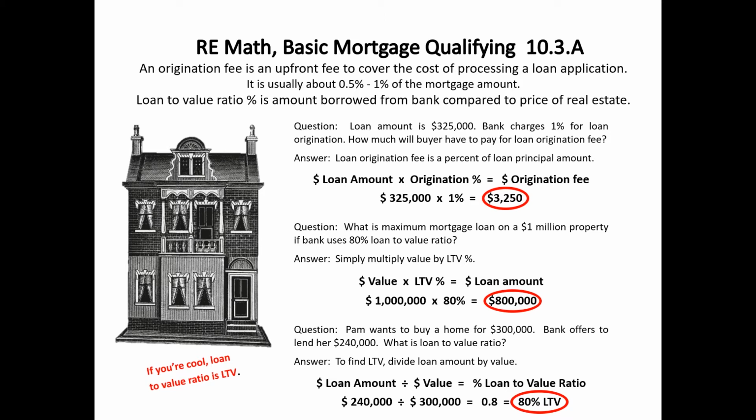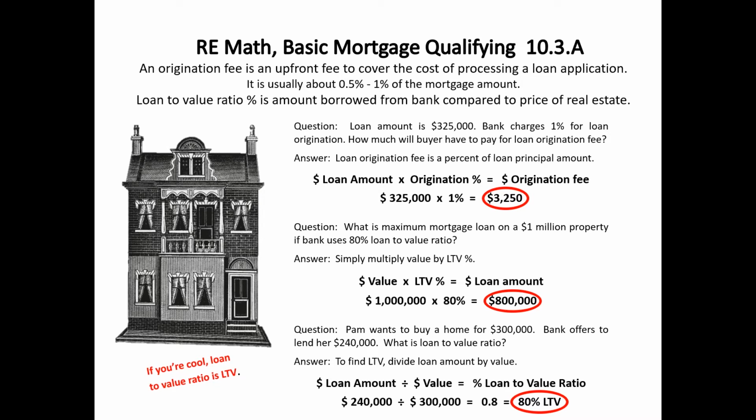First question. Loan amount is $325,000. Bank charges 1% for loan origination. How much will the buyer have to pay for the loan origination fee? Answer. Loan origination fee is a percent of loan principal amount. So we take the loan amount times the origination percent and get the origination fee. Pretty straightforward, and we wind up with $3,250.